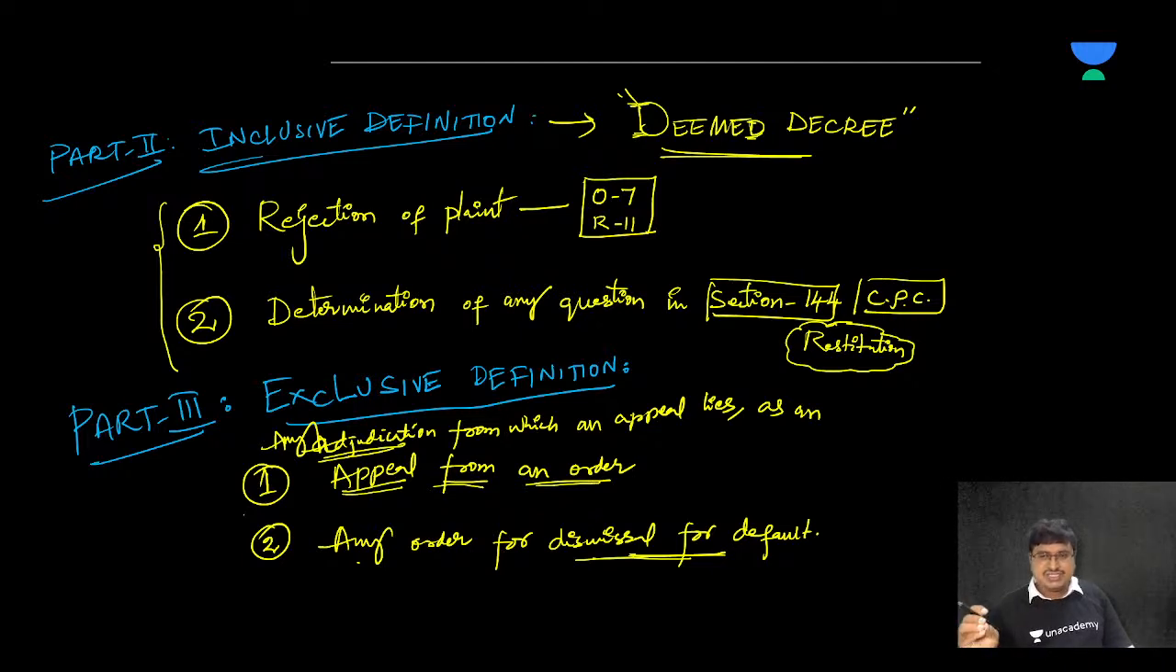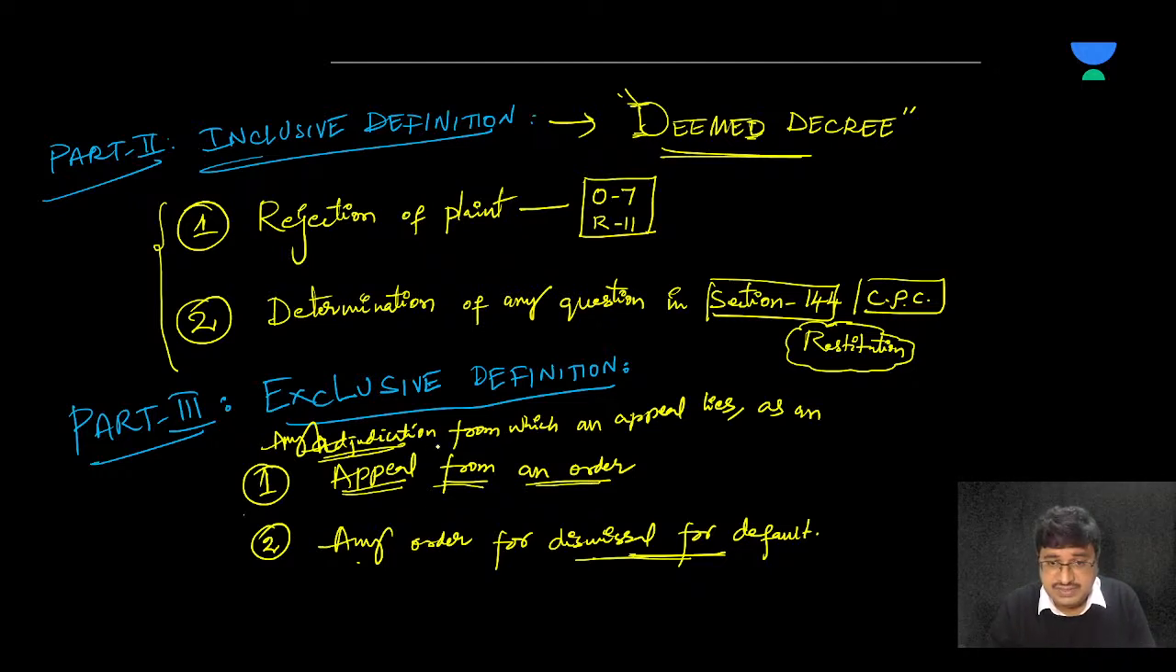Whenever a direction has been given by the court for appearance of the plaintiff, the person who files a particular suit, if he fails to appear before the honorable court, even though a particular direction has been given, a particular condition has been imposed by the honorable court, if he fails to fulfill that condition, then the suit will be dismissed for default.